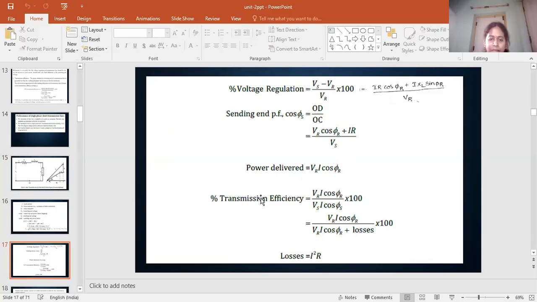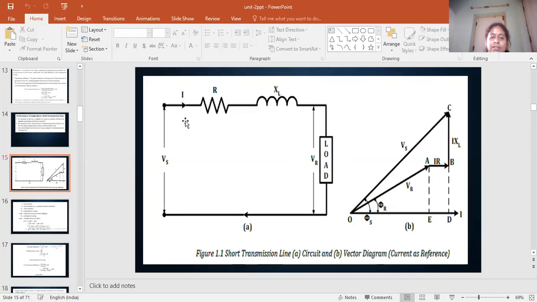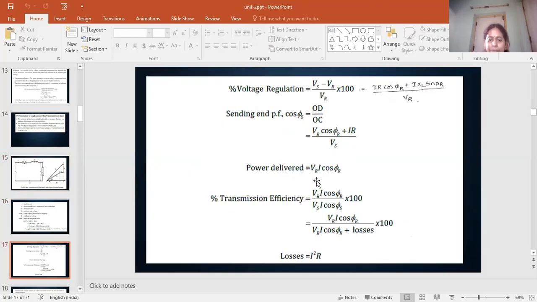Okay. And for the power delivered, the formula is VR into IR, also represented here as current. The current is not divided here, so throughout the transmission line the current I is flowing. There is no difference between IS and IR. The receiving end current equals the sending end current, and that can be noted down as I. So in the power delivered formula, VR into I into cos phi r. And the transmission efficiency equals receiving end power by sending end power. Receiving end power is VR into I cos phi r, by Vs into I cos phi s.